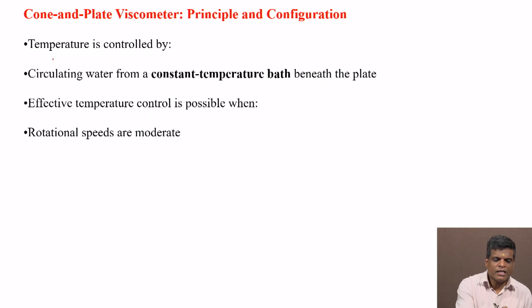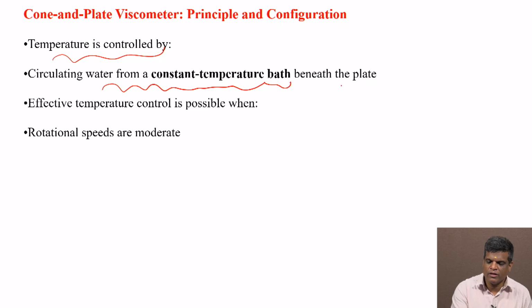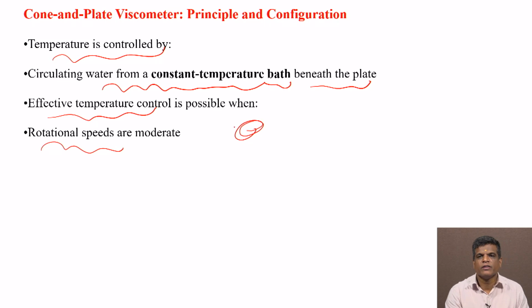So, then how do we control the temperature? For temperature control, you just use circulating water from a constant temperature bath below the plate. But still, if you want effective temperature control, you can also moderate the rotational speed. Through moderation, we can achieve effective temperature control here. So that is the cone and plate viscometer we discussed.